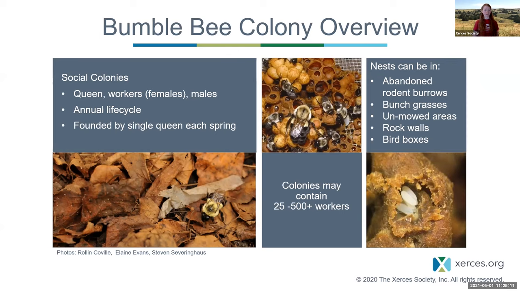Bumblebees like to nest in sort of these messy areas, right? They nest in pre-existing cavities on the landscape. That can be old rodent burrows, bunch grasses, unmowed areas, sometimes bird boxes. They really like to get into open siding that has some insulation. That's a great place for them to nest. Maybe not the greatest for us to manage, but they find their way in there.